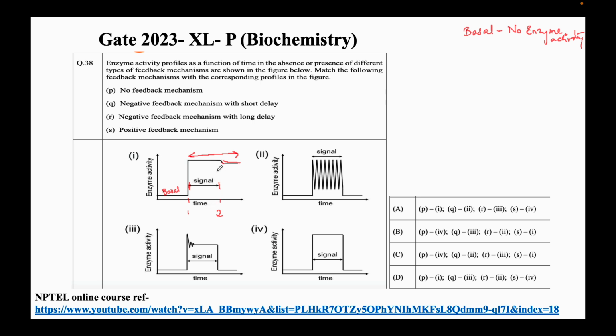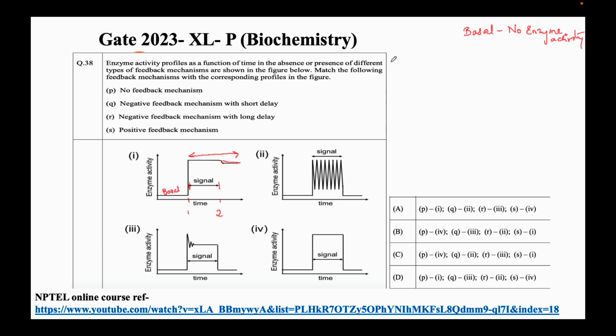So even if I remove the signal, there is no effect on the enzyme activity. This is very important: if I remove the signal after 1 hour of signal treatment, the enzyme activity remains somewhat constant. So we can say that even if we remove the signal, there is activity which is still persisting, right?